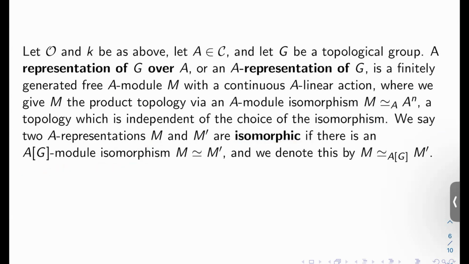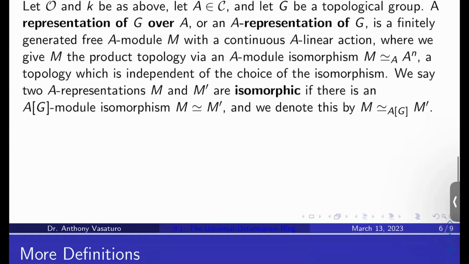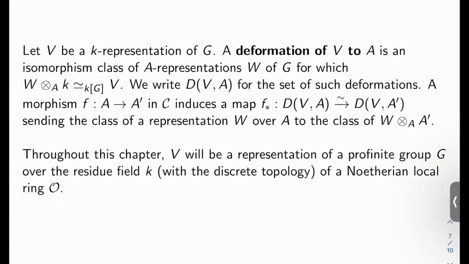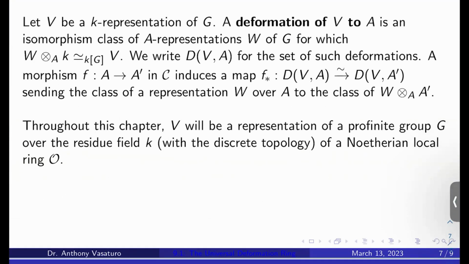So that's an A-module isomorphism with a G-linear action over A, M to M prime, and we'll denote this by M is isomorphic to M prime over AG. Okay, so we have a group ring module isomorphism. Okay, so how about relative deformations?